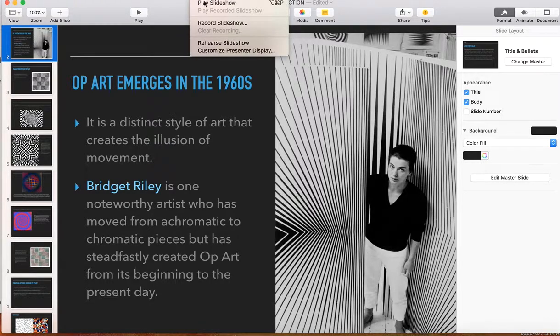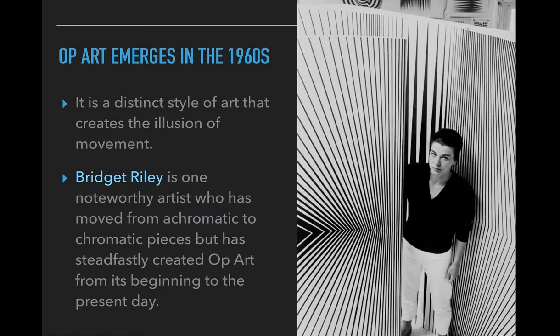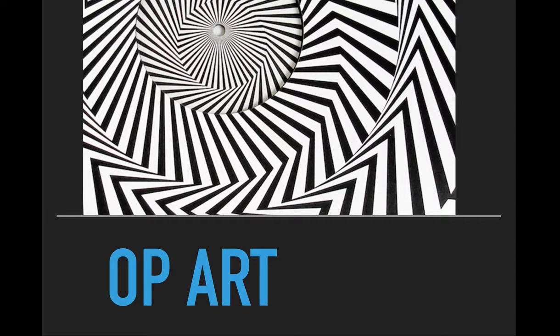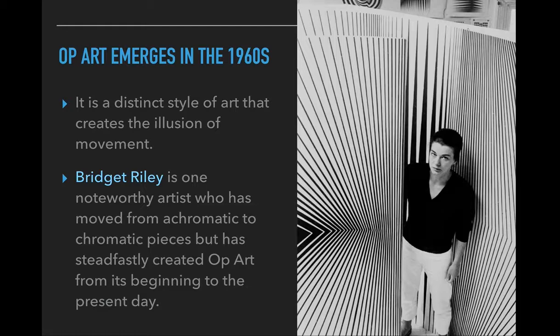Alright, so in this video, I'm going to go over op art. Okay, so what is op art? Op art emerged in the 1960s. It is a distinct style of art that creates the illusion of movement, as you can see in the picture on the right side. How do they create this movement? These are characteristics that we're going to look closely at through this PowerPoint.